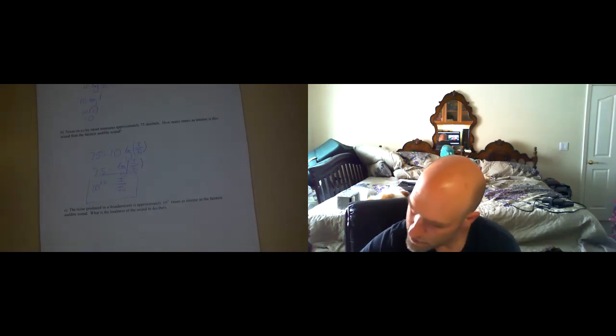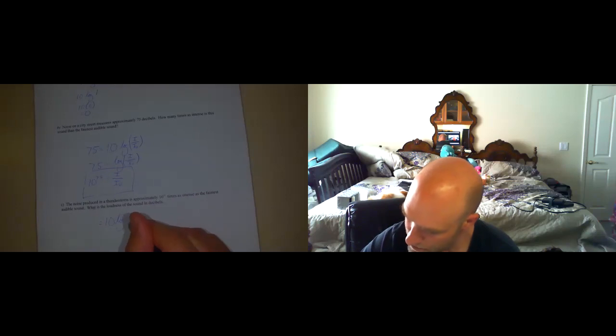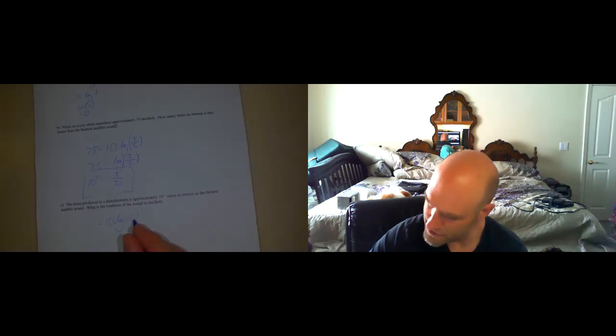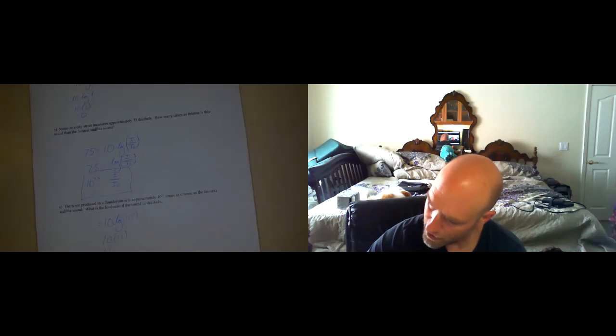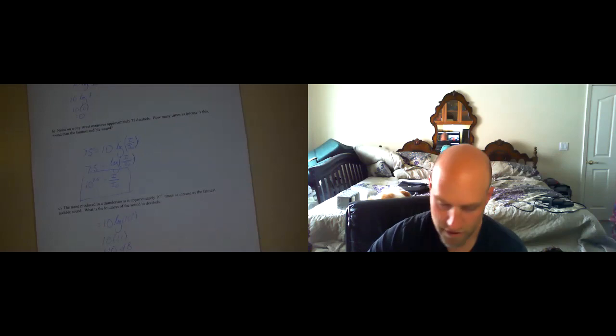The noise produced in a thunderstorm is approximately 10 to the 11th times as intense as the faintest audible sound. All right, let's find out what those decibels are. That would be equal to 10 times the log of, and they gave me that intensity of 10 to the 11th. Wait a second, the log of 10 to some power is easy. It's just that power. 10 times 11, we're looking at 110 decibels. Technically a lowercase d, uppercase B.